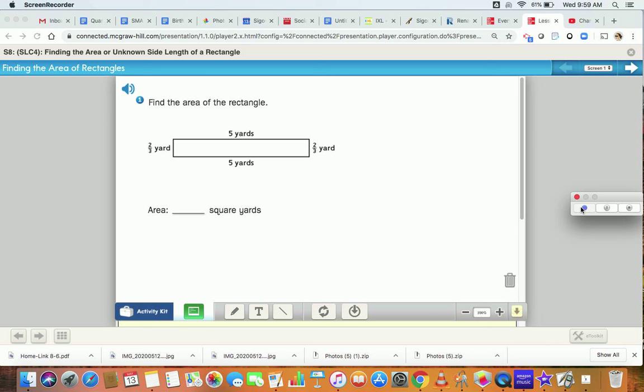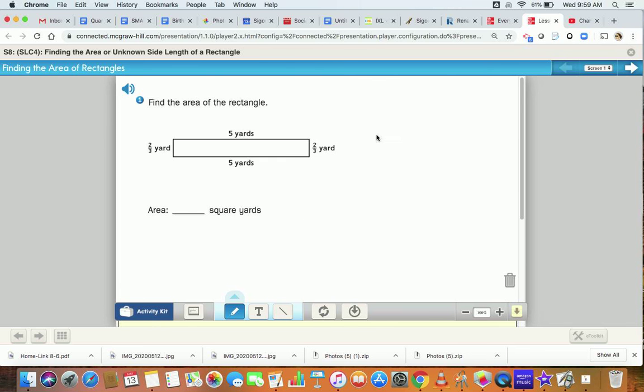So I want you to pause the video for a second and tell yourself what the formula is for finding the area of a rectangle. Okay, so finding the area of a rectangle, the formula is just area is equal to length times width. Now, remember, you don't do length times 2 and then width times 2. It's just one of the lengths times the width.